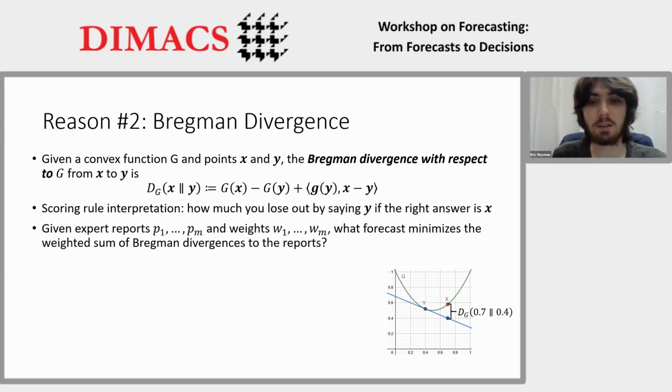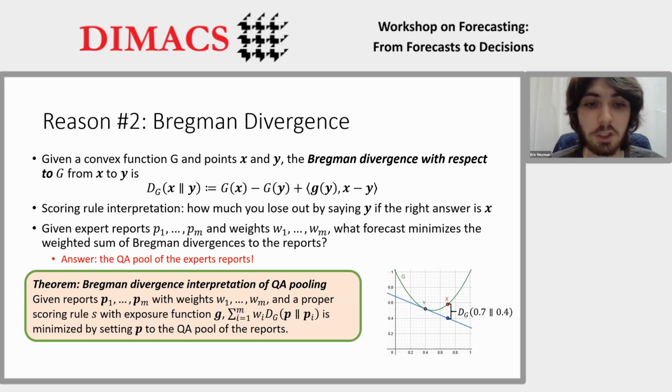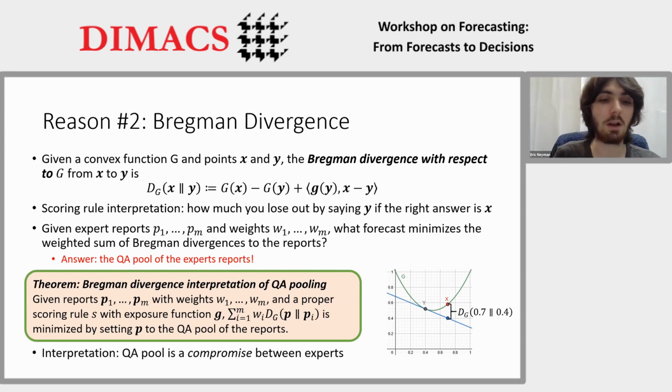So given some forecasts that you want to pool, it is very natural to ask which forecast minimizes the Bregman divergence to all of the experts' forecasts. And this is precisely accomplished by QA pooling. So specifically, QA pooling minimizes the weighted average Bregman divergence from the pooled forecast to each of the expert forecasts. And the plain English interpretation of this is that the QA pool of forecasts is precisely the probability distribution with the property that if it is the correct answer, then the experts are least sad having said what they said instead of saying the correct answer.